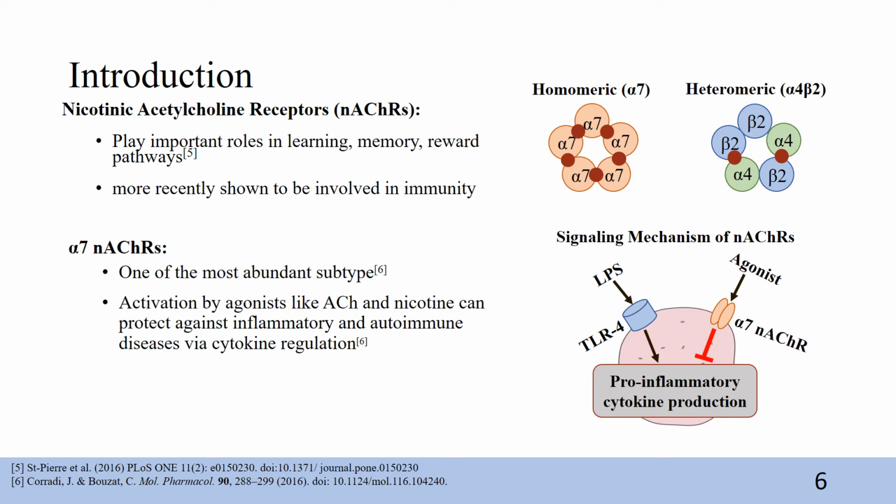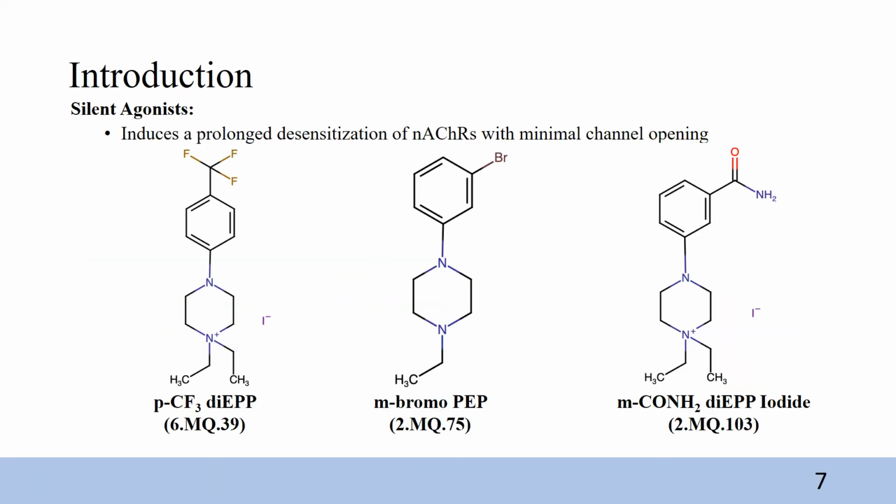Typical agonists like acetylcholine and nicotine are effective in reducing cytokine regulation. However, they are not specific to immune cells. Therefore, other molecules produced by doctors in Florida have been shown to be able to bind to the alpha-7 homomeric receptor and reduce cytokine release. These molecules are known as silent agonists. Silent agonists are diEPP-based analogs.